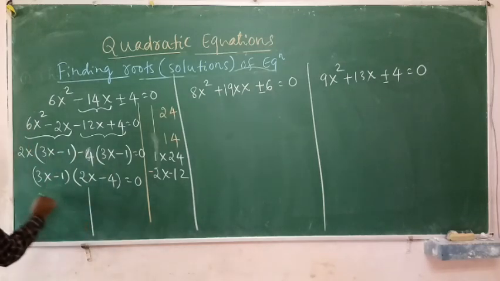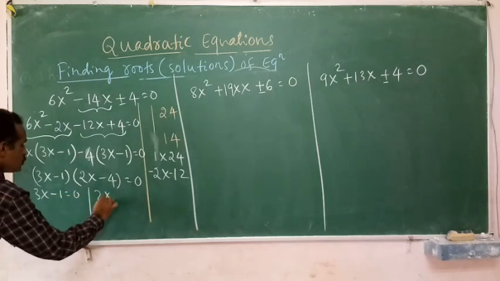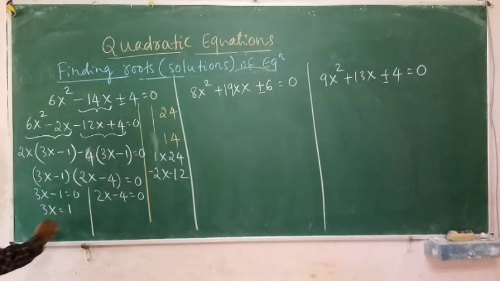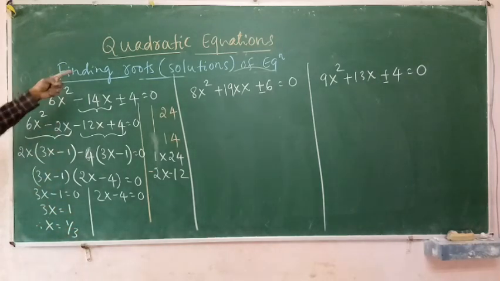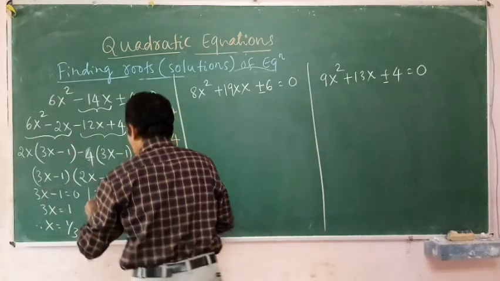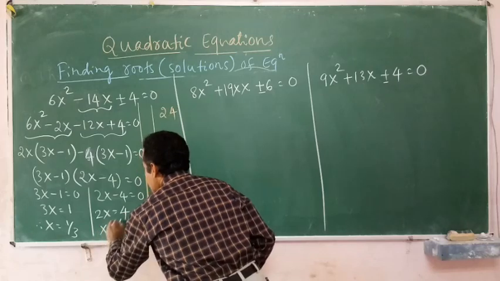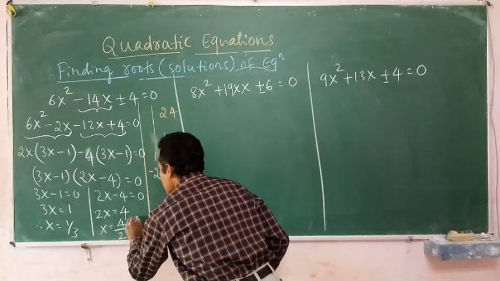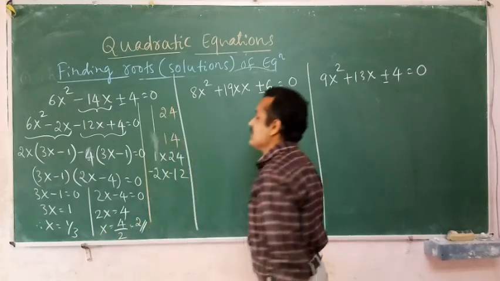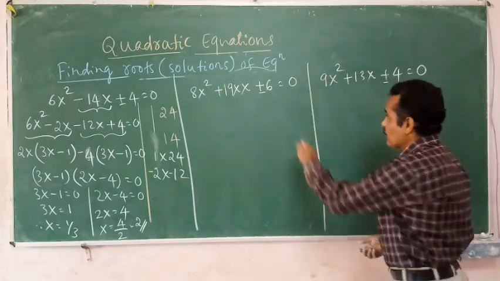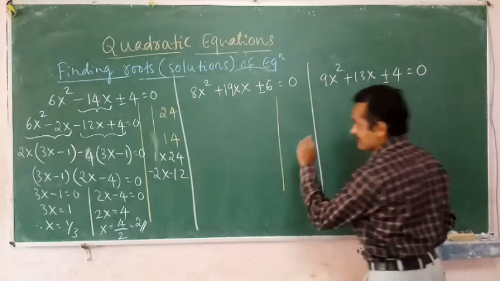Okay, from there I can separate 3x minus 1 is equal to 0. 2x minus 4 is equal to 0. 3x is equal to plus 1. x is equal to 1 by 3 is one of the roots. And here I can write 2x is equal to plus 4. x is equal to 4 by 2. Answer is 2. This is the one more root of the equation. Come on. Let me go for the next problem.